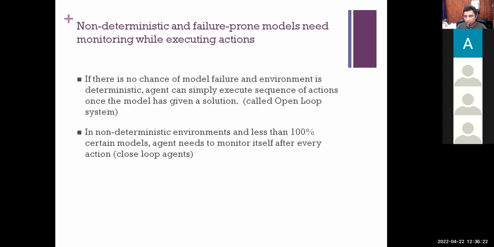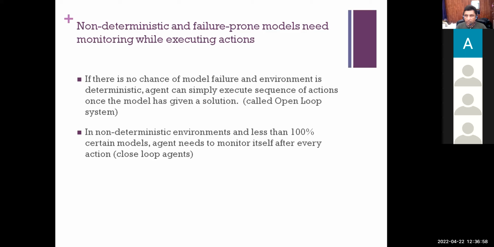And if there is no chance of model failure, you may be in an environment where you have created a model. The model here means how you decide your agent's action. If you have created a model, this is how I will take decisions, and the environment is completely deterministic, then the agent can simply execute the sequence of actions once the model has given a solution. It may have given the solution right in the beginning, or at every stage. This is called an open loop system, where the solution is guaranteed, all your actions can be evaluated, and the best solution can be found in the beginning.